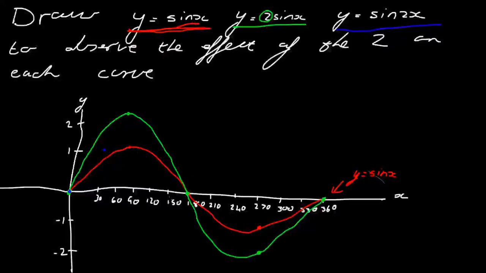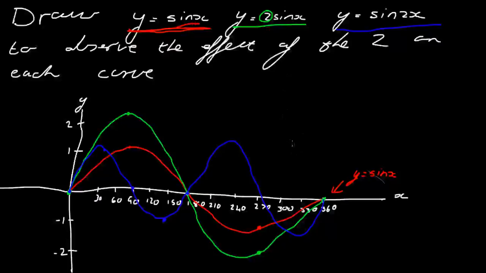Instead of crossing 0 at 180, it crosses 0 at 90. Okay? Instead of being minus 1 at 240, it's going to be minus 1 over here at 150, I think. And then it's going to cross 0 again at 180 and repeat. So there it's going to look like that, and it's going to carry on. Okay. So there you go. There's y equals sine 2x.